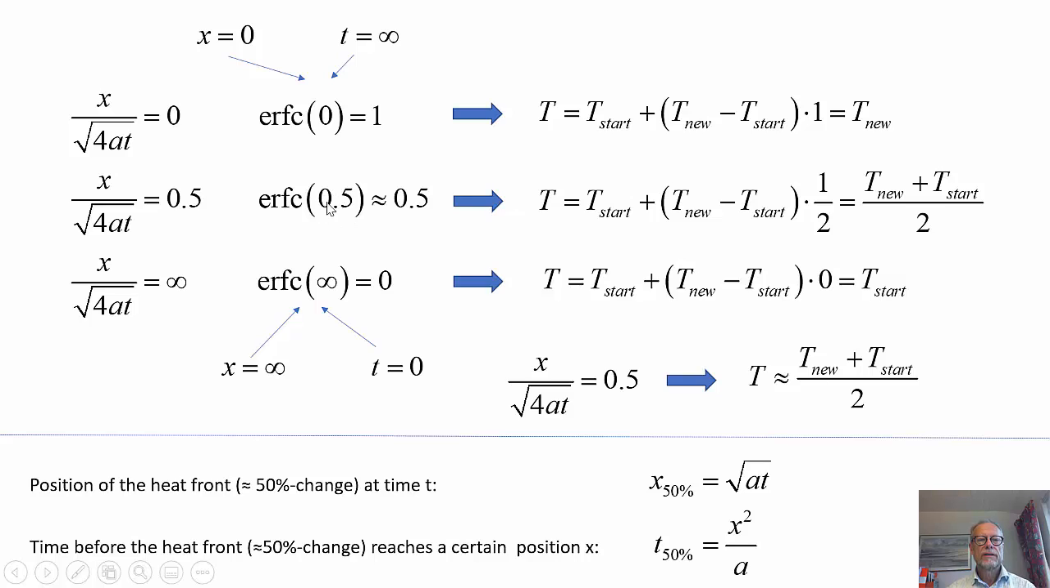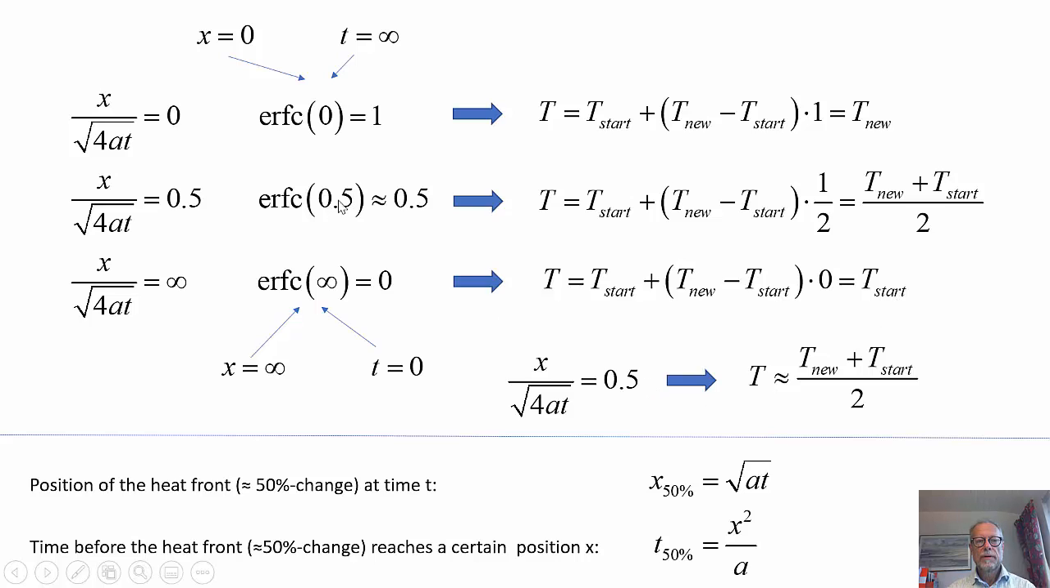And the complementary error function is around 0.5 for the argument 0.5. That means that we reached half the total change when the argument is 0.5. And if we go very deep into the material or at the start of the process, when we have t equal to 0 in the denominator or x equal to infinity deep down into the material, we see that we have the starting temperature everywhere at that time.